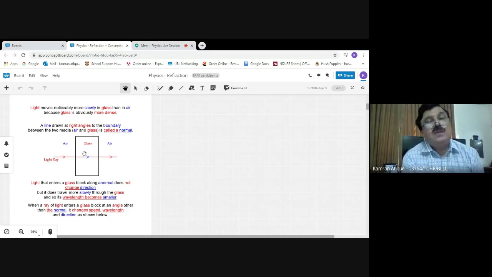So starting with this concept of refraction of light, once again I repeat, when a light ray enters from one material medium to another material medium, definitely a change in speed occurs. When light enters from air to glass, its speed slows down according to V equals F into lambda. Its wavelength is also reduced.